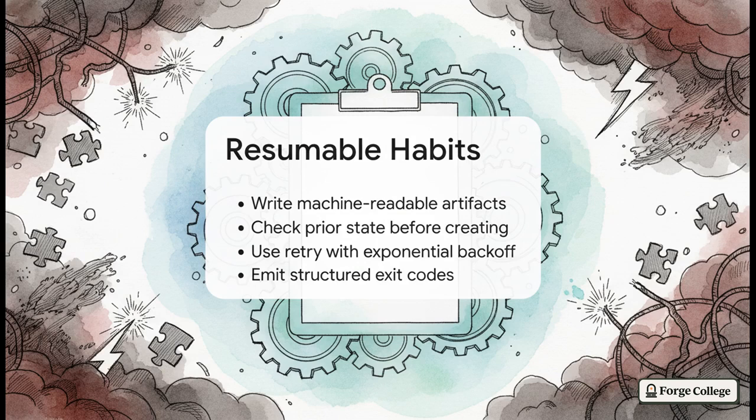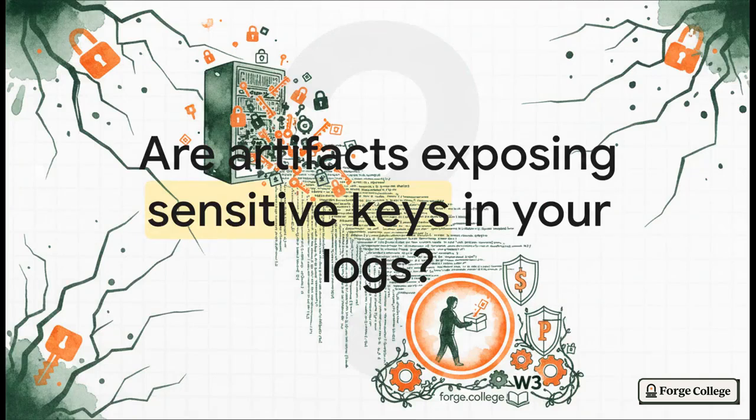And trust me on this, when you are deploying smart contracts holding real value, boring is exactly what you are aiming for. Before we wrap up, I want to leave you with one final, kind of provocative thought. Are your deployment artifacts accidentally exposing sensitive private keys in your logs? It's a scary thought, isn't it? Well, mastering today's reliability fixes perfectly sets the stage for our very next lesson on deployment security fundamentals, where we'll tackle secret handling and signer policies head-on.